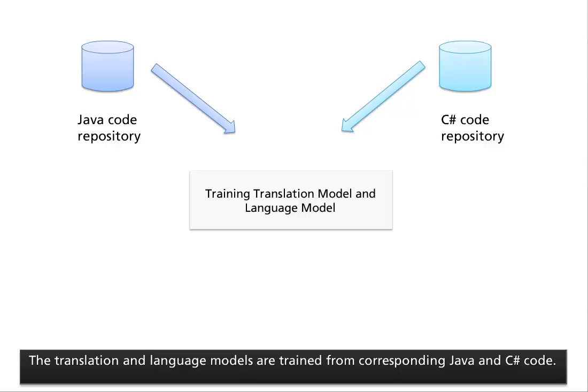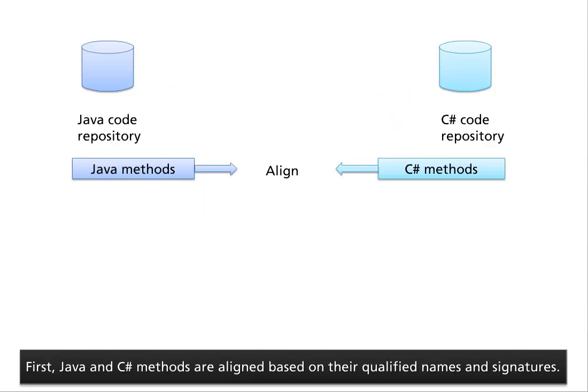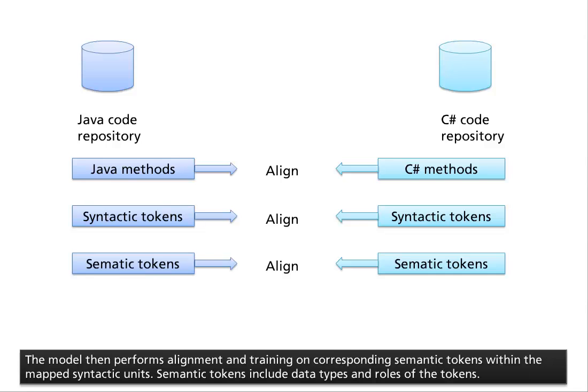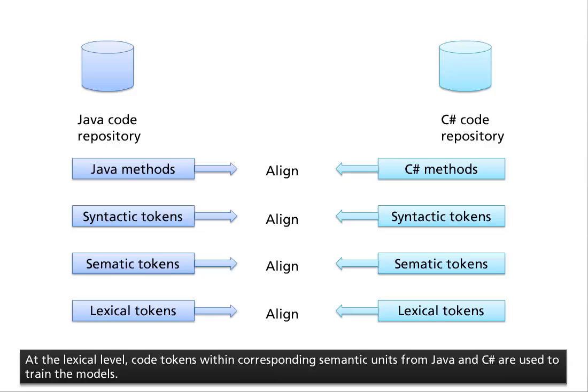The translation and language models are trained from corresponding Java and C# code. First, Java and C# methods are aligned based on their qualified names and signatures. The corresponding syntactic tokens of the aligned methods will be mapped and trained. The model then performs alignment and training on corresponding semantic tokens within the mapped syntactic units. Semantic tokens include data types and roles of the tokens. At the lexical level, code tokens within corresponding semantic units from Java and C# are used to train the models.